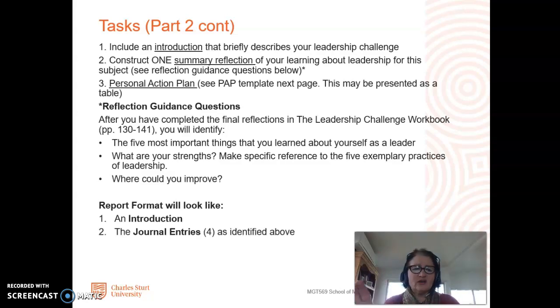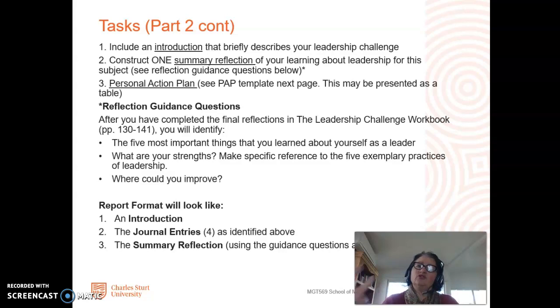Put the introduction in. Have your journal entries as identified in the beginning of part 2. So that's the cut and paste of those 4 journal entries written in an academic way with referencing and everything. Then your summary reflection, where you're going to use those reflective guidance questions, and then a personal action plan, and a template follows. And at the end of every report, every assessment, every essay is a reference list. So I haven't put that in there, but the reference list is really important in APA 7th style.